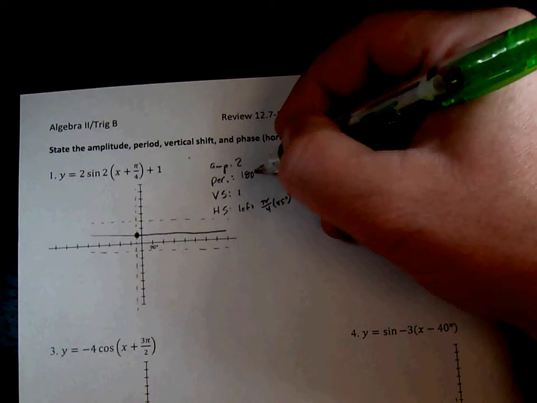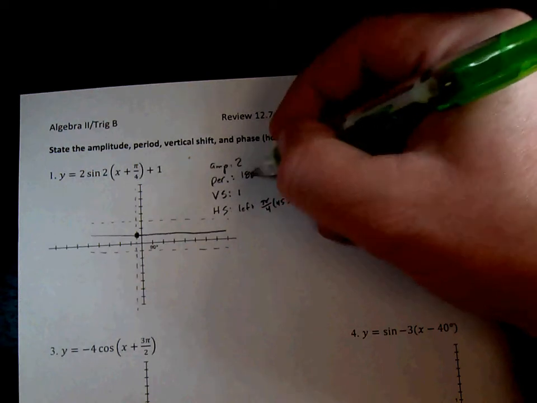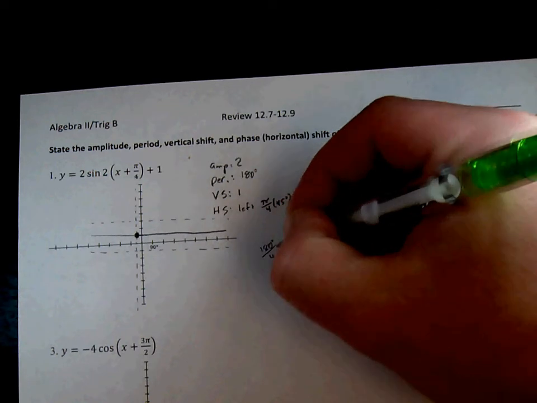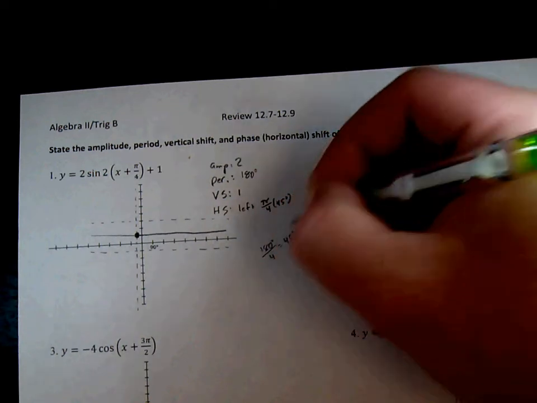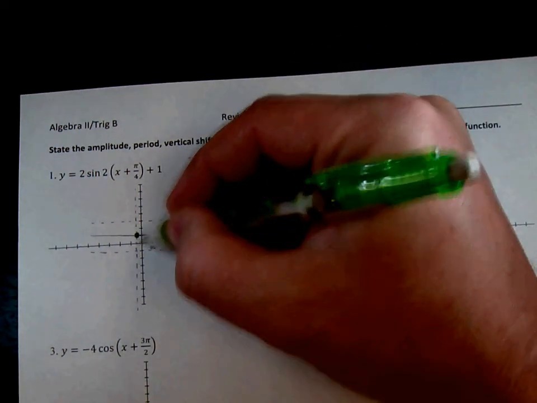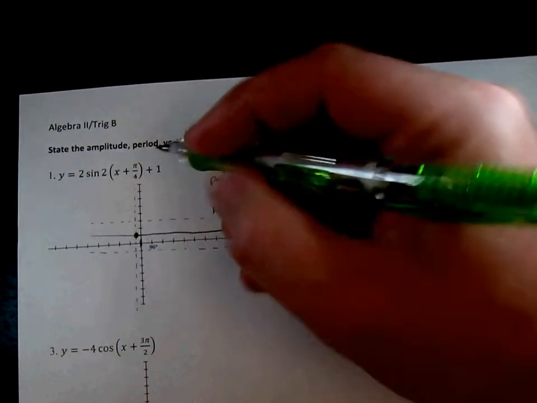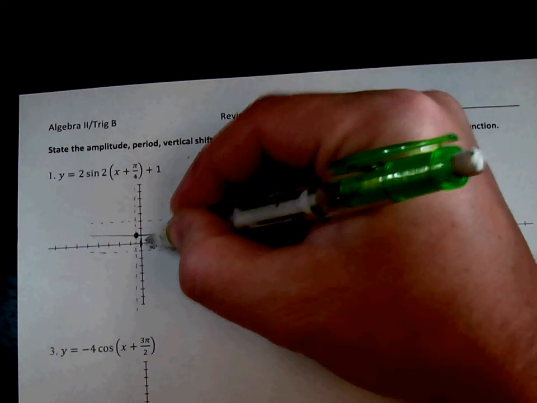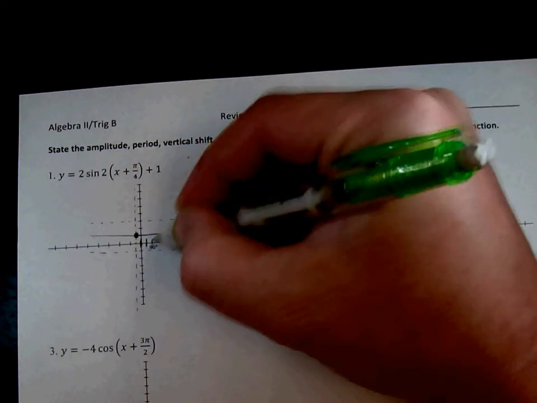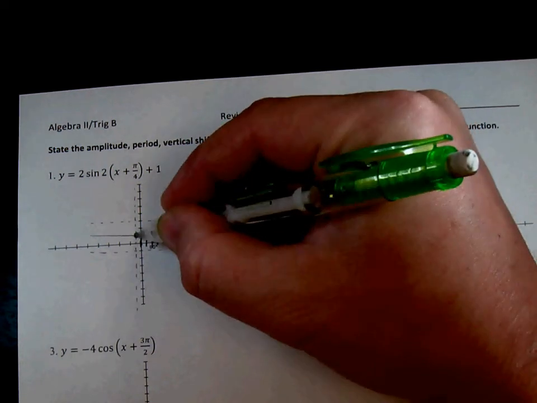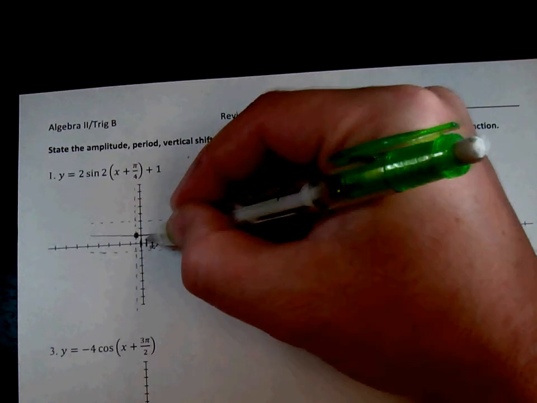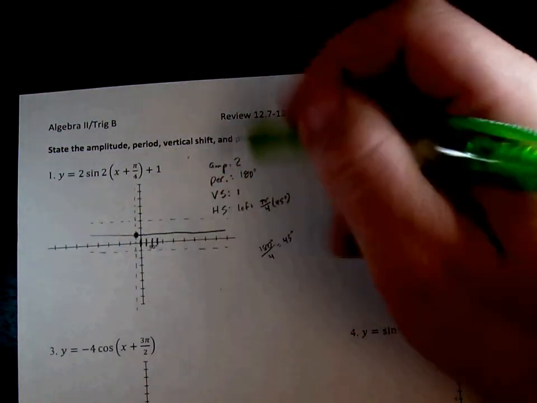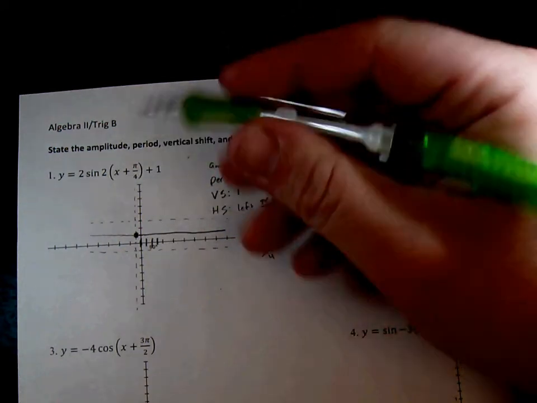My period is 180. So if I take 180 divided by 4, I get 45 degrees. That means every 45 degrees is my next angle that I care about. So from negative 45 I go to 0, and then to positive 45, to 90, to 135. I think that's 1, 2, 3, 4 of them after the original. So I'm going to go to the positive 135, and then I'll be finished with my period.